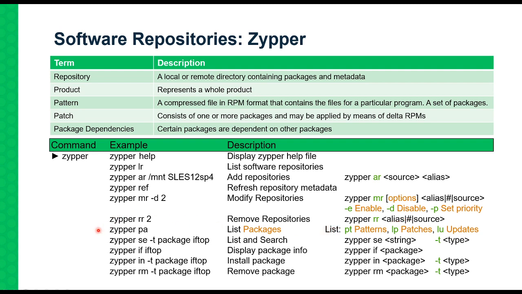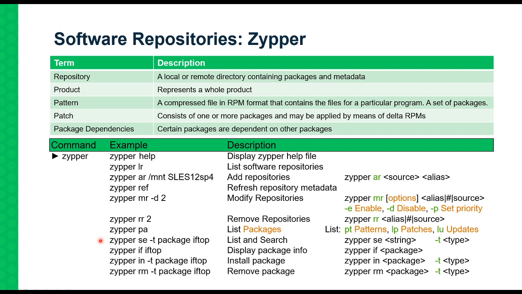The next one we'll be looking at is our zypper, and this is a shortcut to list all the available packages. Now you can also run the PT command, which will list all the patterns, the LP, which will list all the patches, and then the LU, which will list all the updates that are available on our resources.